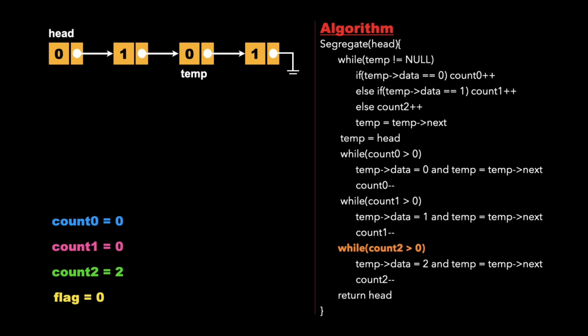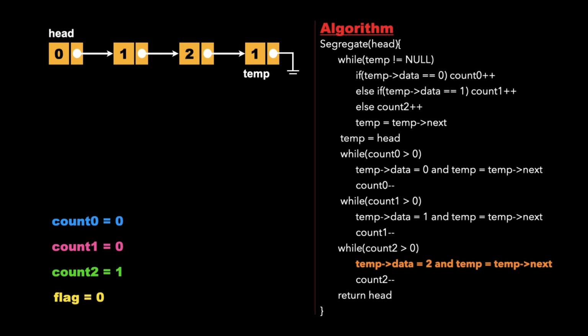Now we check whether count 2 is greater than 0, which is true. So we make temp of data as 2 and temp as temp of next. And we decrement the value of count 2. So count 2 now becomes 1. So 1 is greater than 0. Again we enter the while loop.